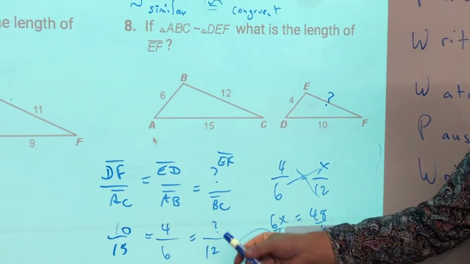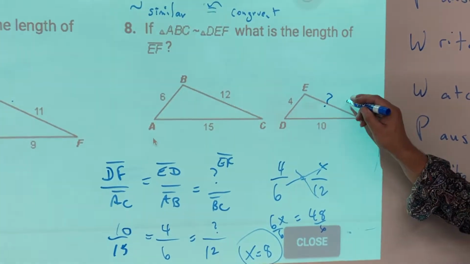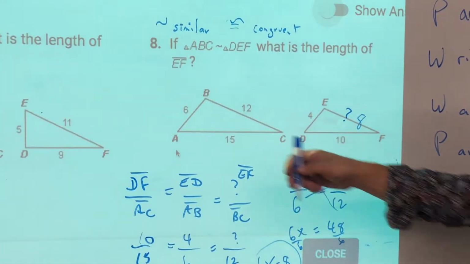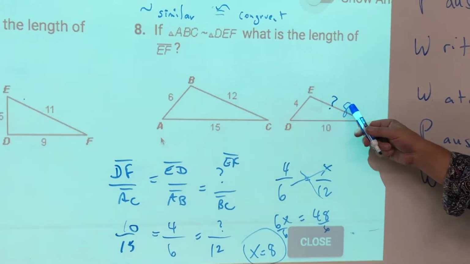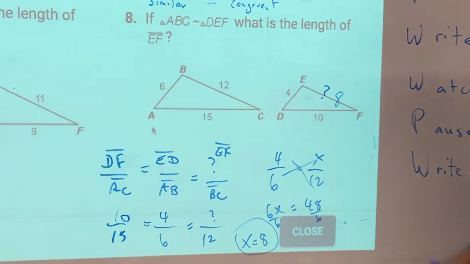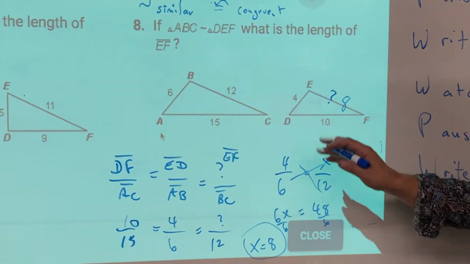Let's go back and double check. Does it make sense? Of course it does. It makes total sense in the proportions of this. 6 times 2 is 12. 12, 15, 4 times 2 is 8. We look at that, we make sense of it, and we get an answer. So this is called scale factor.